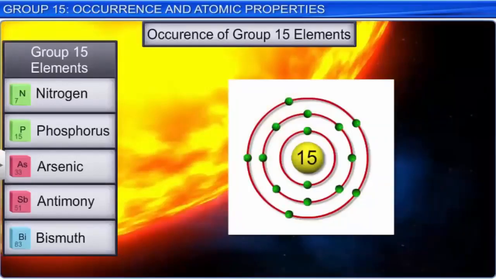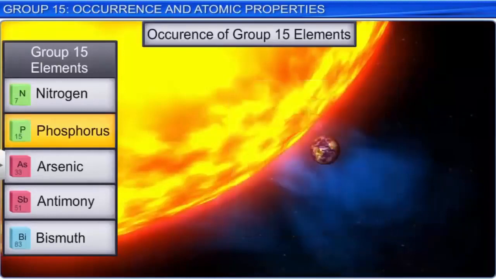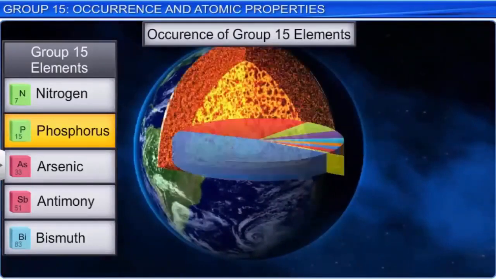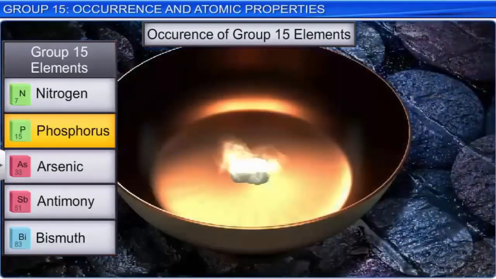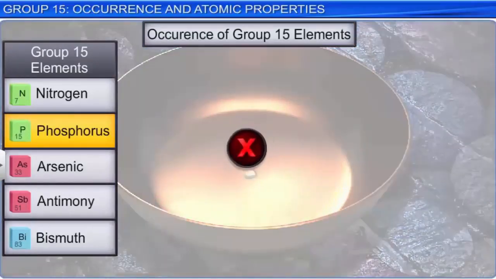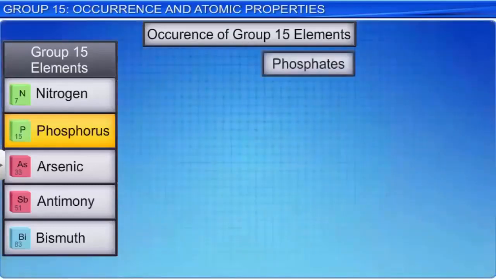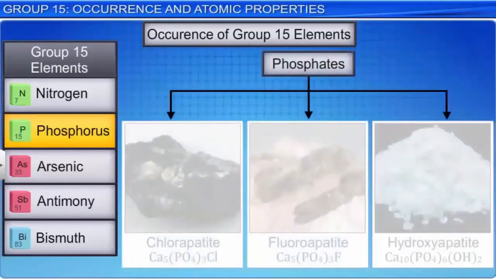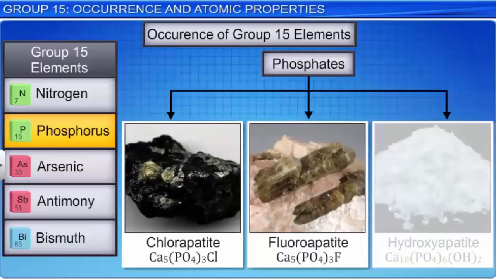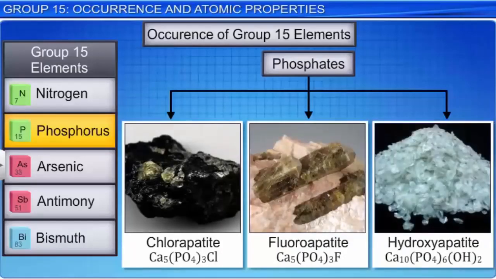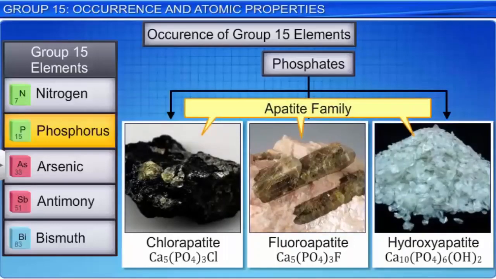The next element in the group is phosphorus. It is the 11th most abundant element in the Earth's crust. Being a very reactive element, it does not occur in free state in nature. In combined state, it occurs in the form of minerals as phosphates. Chlorapatite, fluorapatite, and hydroxyapatite are some examples of phosphates. These comprise the apatite family.